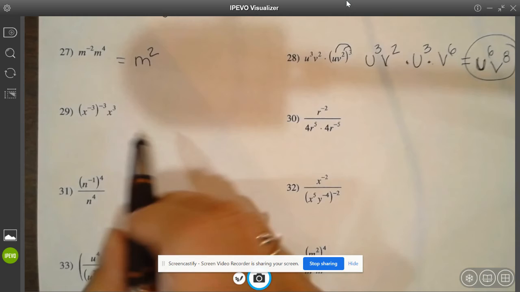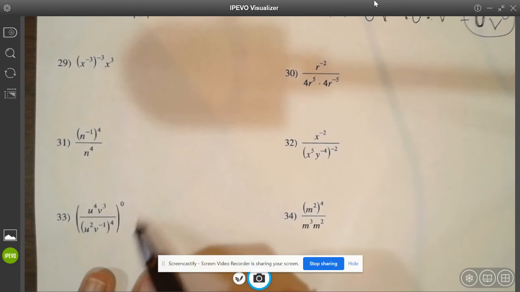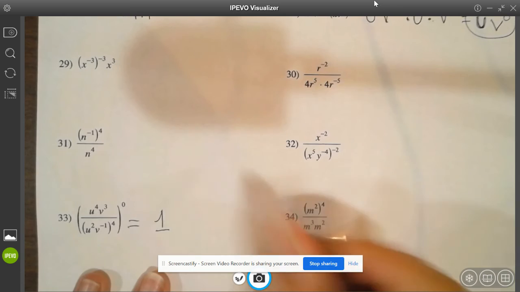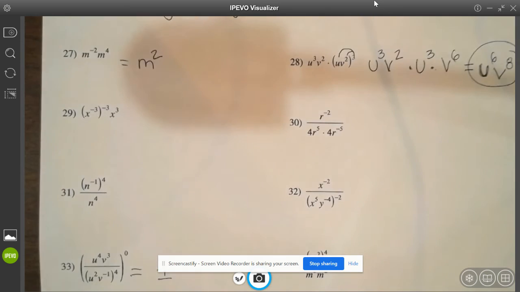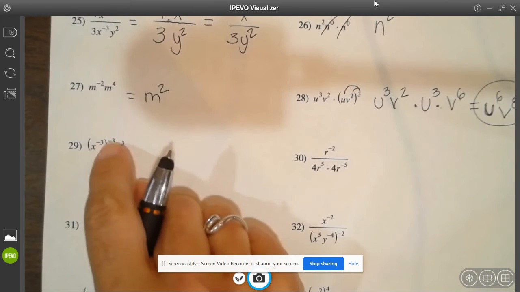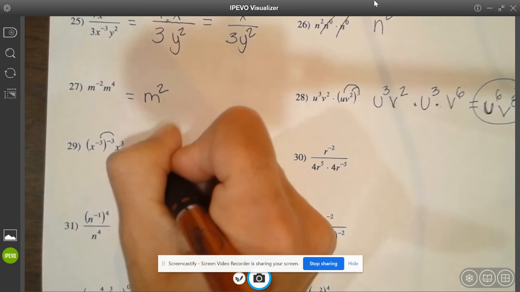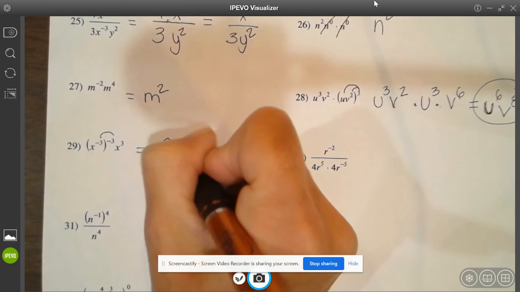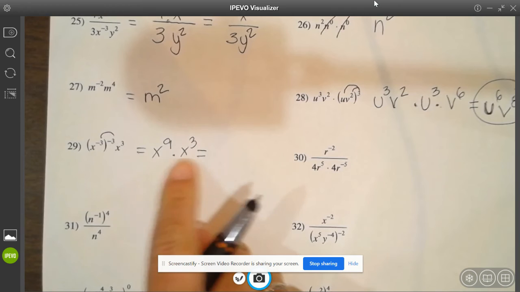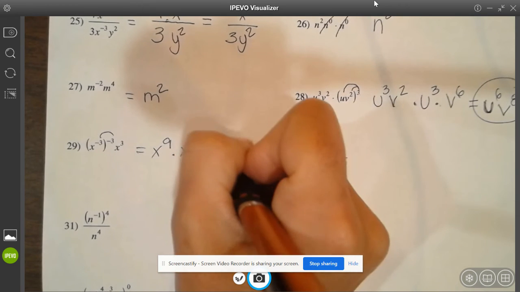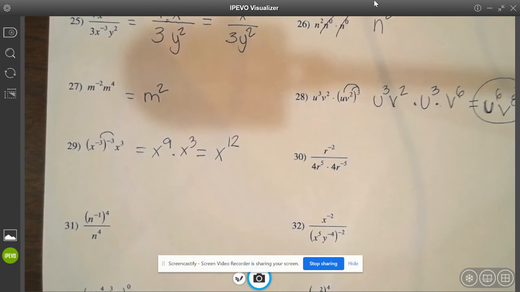All right, let's do a couple more. So, check this out. All this mess, everything is inside the parentheses. All this mess is 1. Okay, well, that was easy. All right, here. So we distribute this 3, so that becomes positive. That becomes x to the 9th power times x to the 3rd power. You, again, are using the product rule where you add the exponents. 9 plus 3, that's x to the 12th power.